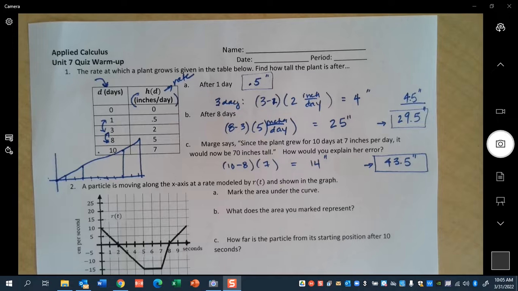Unless she was scared about a 70-inch tall plant. Yeah. So our conversation with Marge has to be, we can break down that growth.